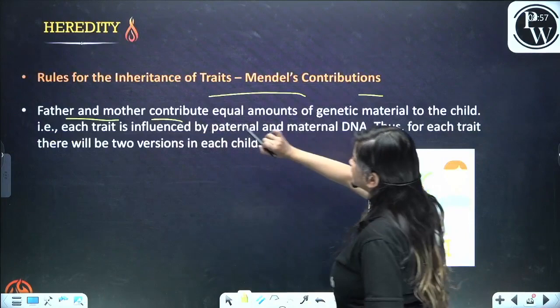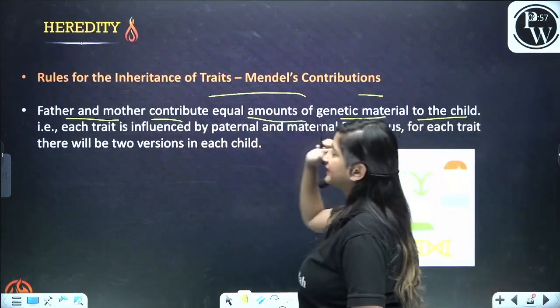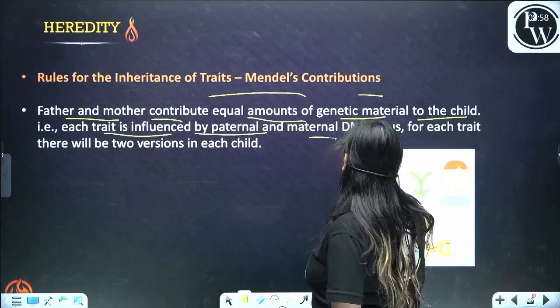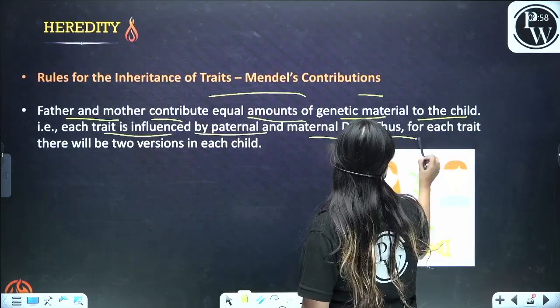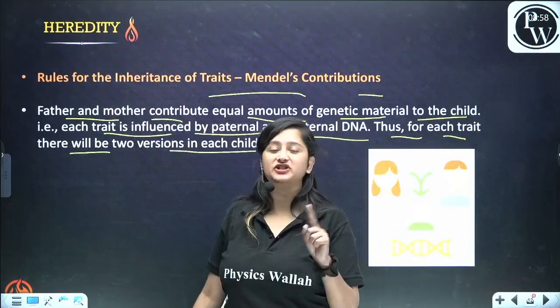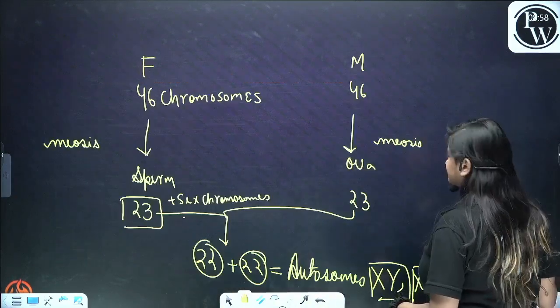Mother and father contribute an equal amount of genetic material to the child. That is, each trait is influenced by paternal and maternal DNA. Thus, for each trait there will be two versions in each child. Okay, now let's move forward.